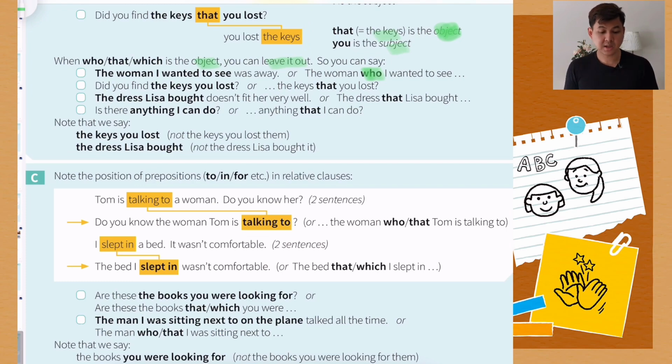And let's see the last example. Is there anything I can do? Or you can just say, is there anything that I can do? They are all the same. And then note that we say the keys you lost, not the keys you lost them. And then the dress Lisa bought, not the dress Lisa bought it. You don't need them, you don't need it when you use that.